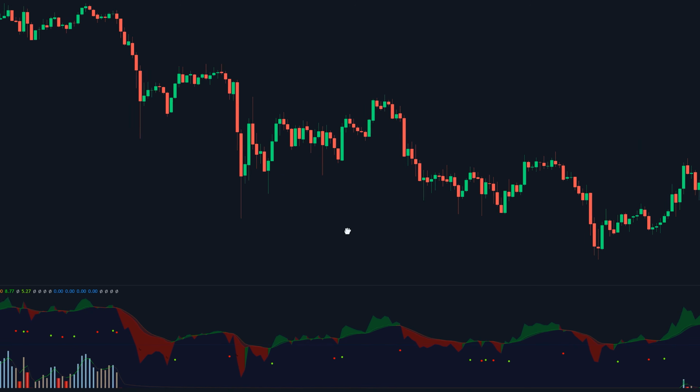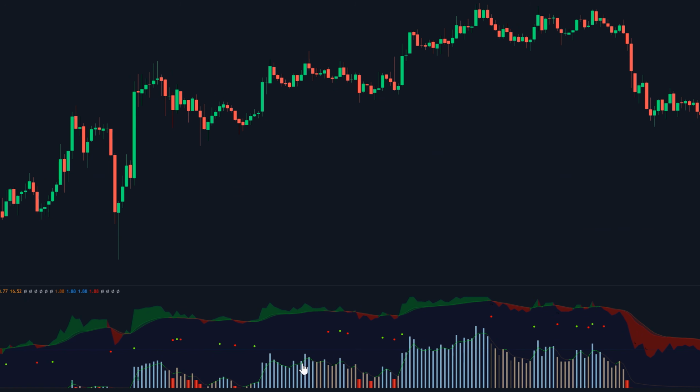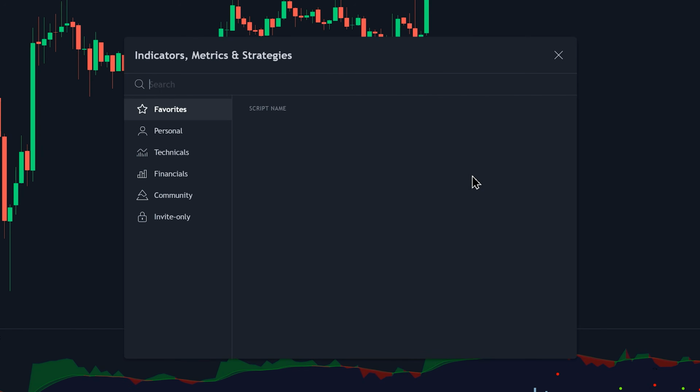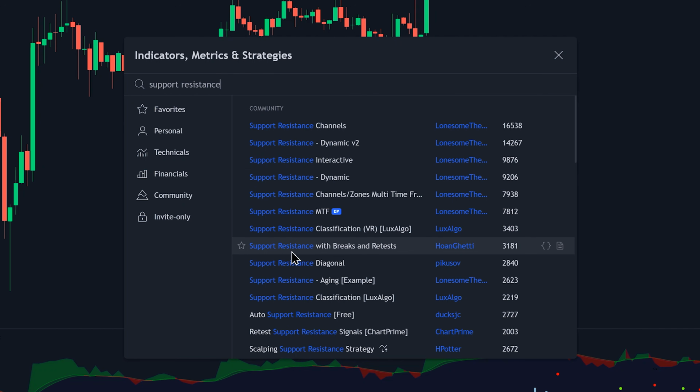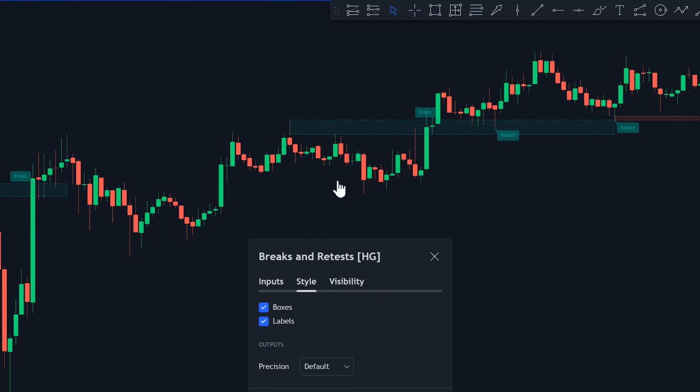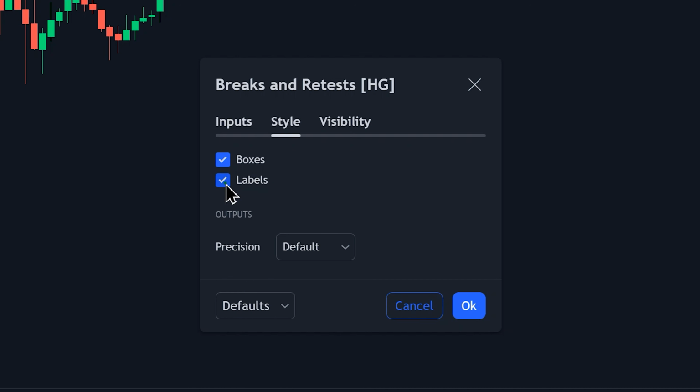Now, the second indicator that we need to add to complement the bullish smart money indicator is this one called support resistance with breaks and retests. This one by Getty. Double click on it so we can change some settings. On the style tab, you want to disable the labels because we don't need the labels, and then click OK.